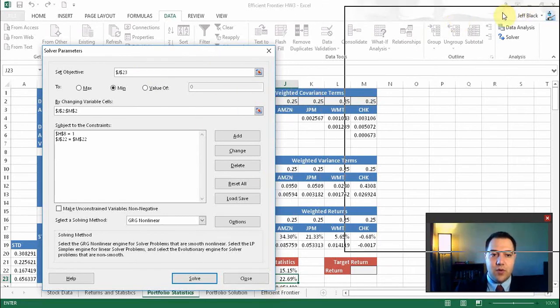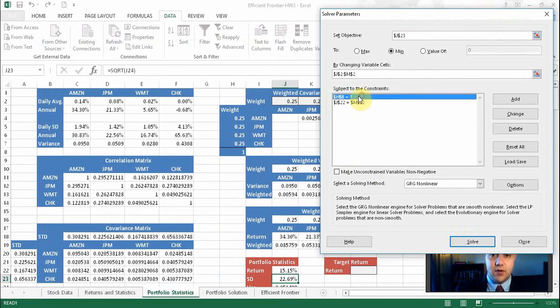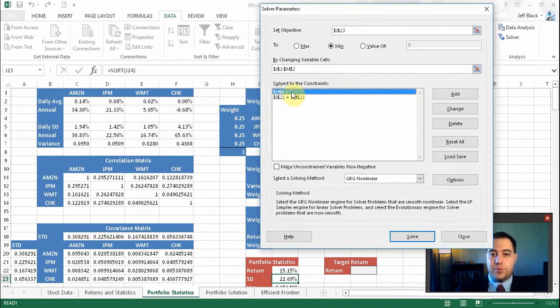First off, I'm going to set a few constraints. The first constraint is that cell H8 equals 1. Cell H8 is basically a sum of how much money I have invested in the 4 different stocks. If I have 100% invested, it means all of the money from my portfolio is invested in these 4 stocks. If I have less than that, nothing's really making sense. If I have more than that, then I'd have to borrow money to actually do this.